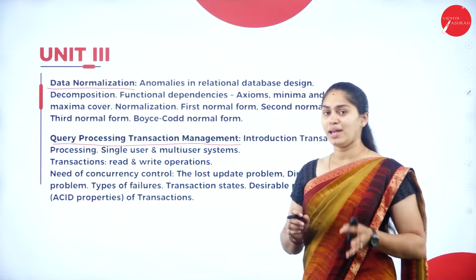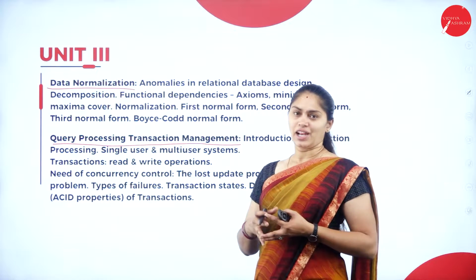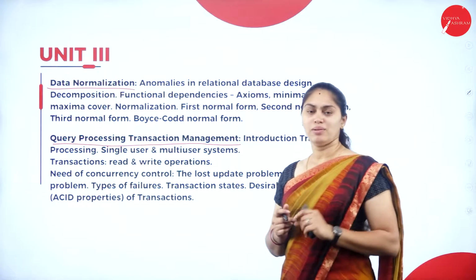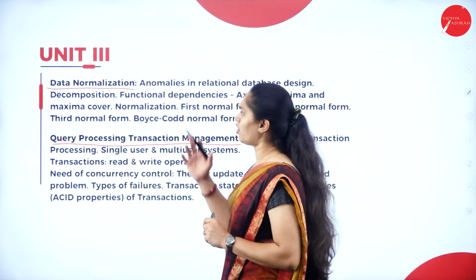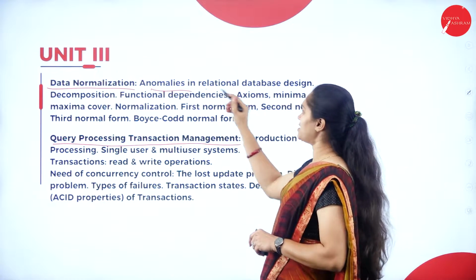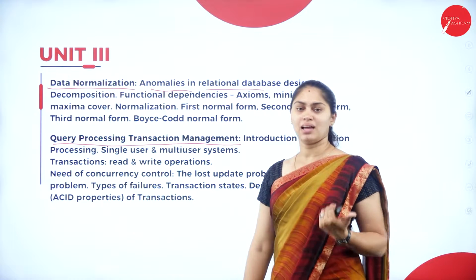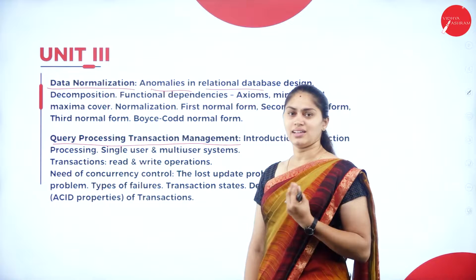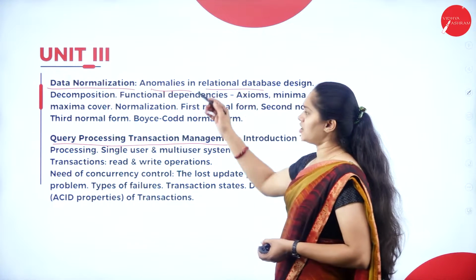So there should not be any confusions. There should not be any anomalies. In order to remove that, we have a normalization concept that you will be understanding in chapter 1 of unit 3. That is anomalies in a relational database design. That can be insert anomalies, delete anomalies, and update anomalies. So there are 3 kinds of anomalies that you will also be learning.